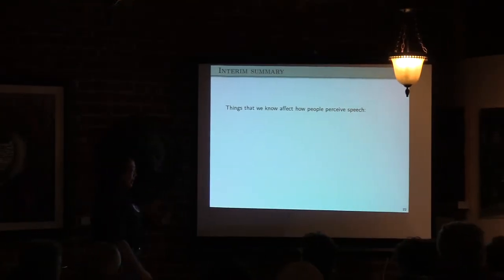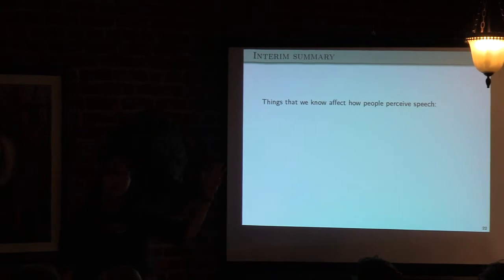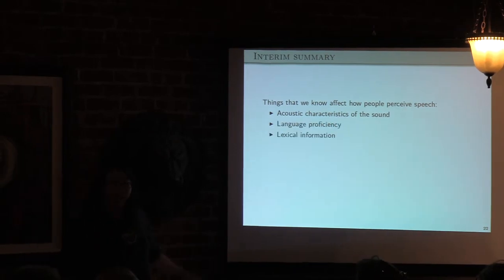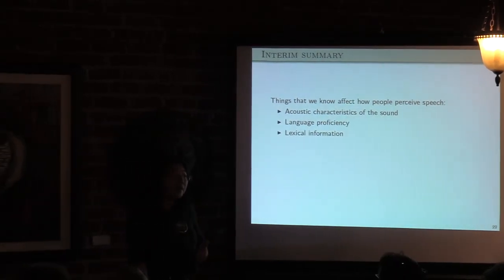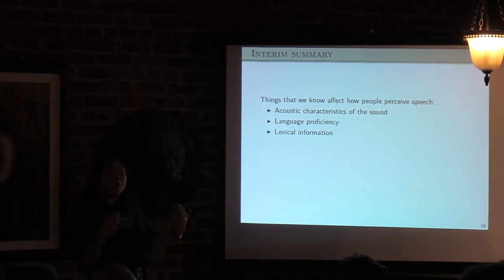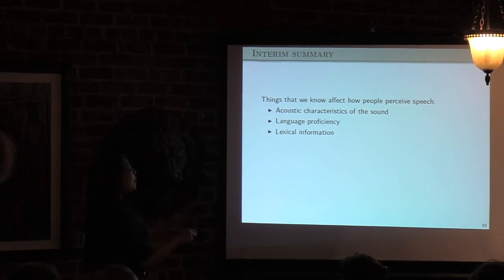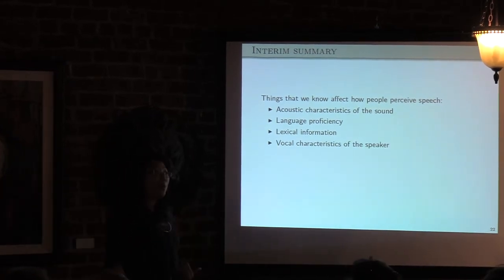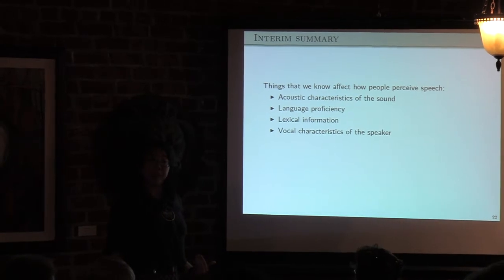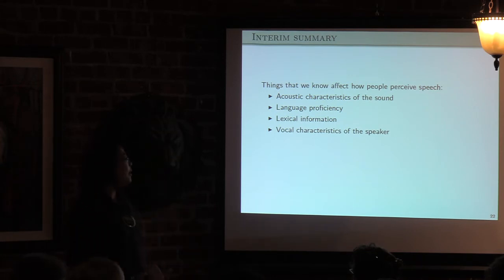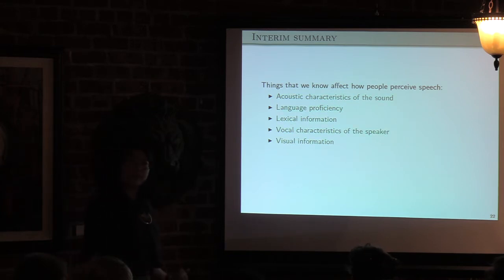Okay, so let me summarize very briefly in the interim. What are some of the things that we know that affect how you hear speech? Well, obviously what the sound is affects how you hear it. But also things like your language proficiency, whether it's your native language or not, because if you're not as fluent in the language, you're going to hear things differently, but also because if you don't know the words in the language, you're going to hear those differently as well. We know that the vocal characteristics of the speaker matter, whether the person is male or female, tall or short, a child or an adult. We've now just discovered that visual information matters too. So all of these things seem to matter.